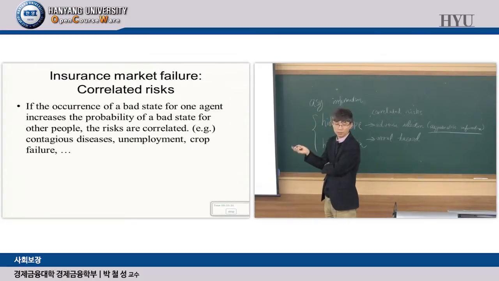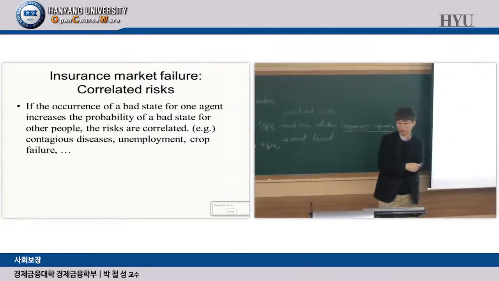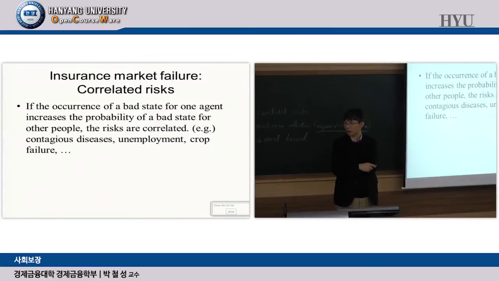Also, there is unemployment. Why? Unemployment is a correlated risk because when the economy goes bad, lots of people will be unemployed at the same time. Crop failure is an agricultural issue. If the weather is bad, then crops fail everywhere. From the insurance company's point of view, this is a bad thing. Why? Because the payout can be huge. Obviously, if you are covering war and war actually happens, your insurance company will go bankrupt in an instant.